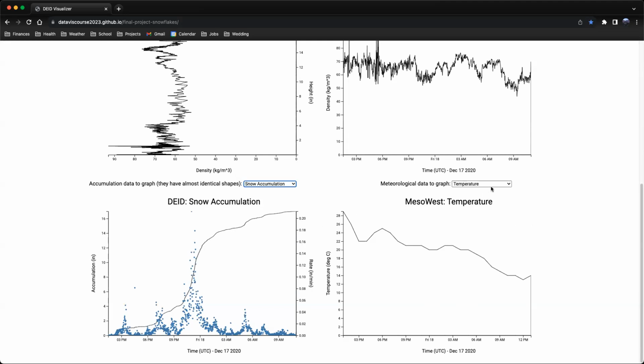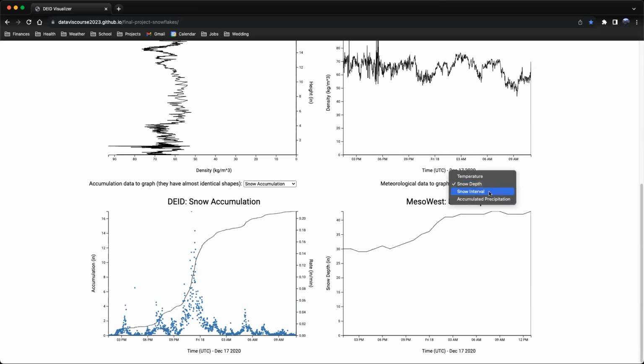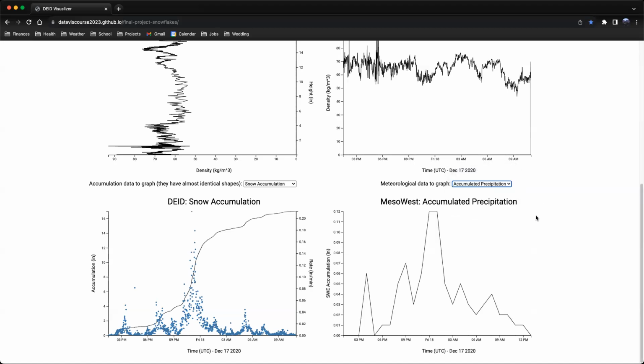Lastly, we have a few different variables visualized, like the temperature, snow depth, snow interval, and accumulated precipitation recorded at the co-located weather station. That's a good comparison to look at the performance of the DEID and how it stacks up to a coarser resolution instrument.